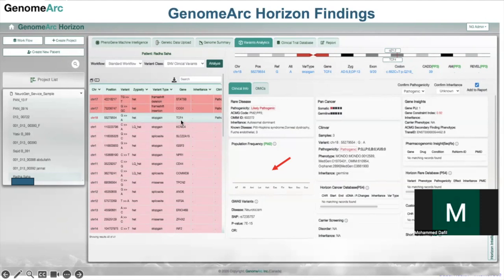This is a stop gain variant in TCF4 that has no population frequency in gnomAD, and GenomeArc Horizon also has its own control frequency from different studies that they collaborated on. So this platform shows this variant is an ultra rare variant. Even in this population it is ultra rare. There are 3 pathogenic samples reported in ClinVar, and these are all pathogenic variants. That's pretty assuring for this type of case.